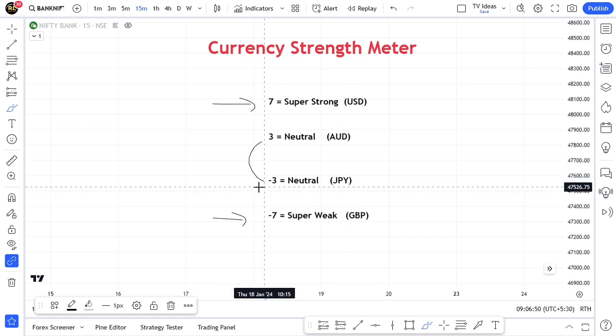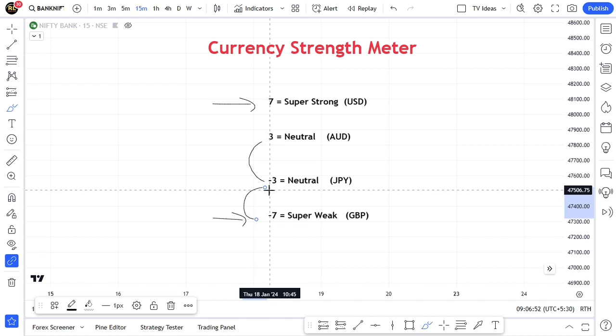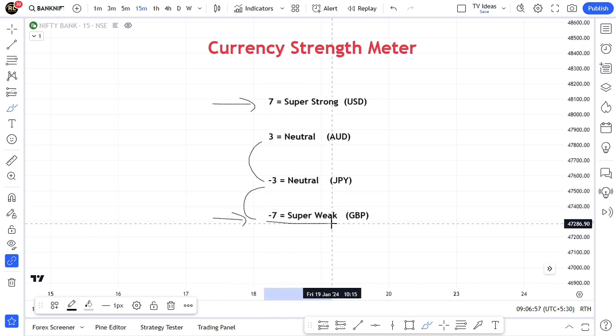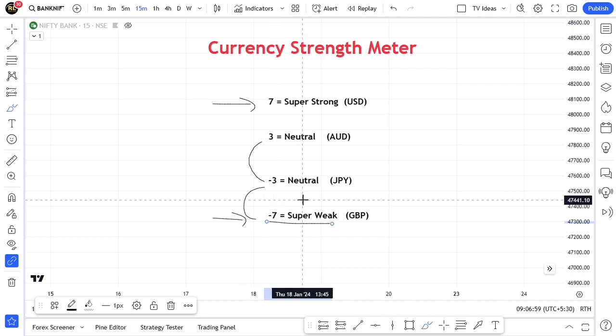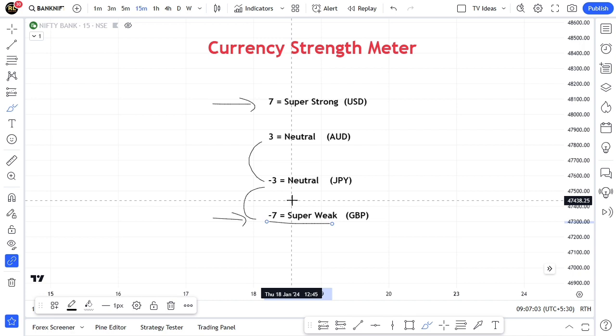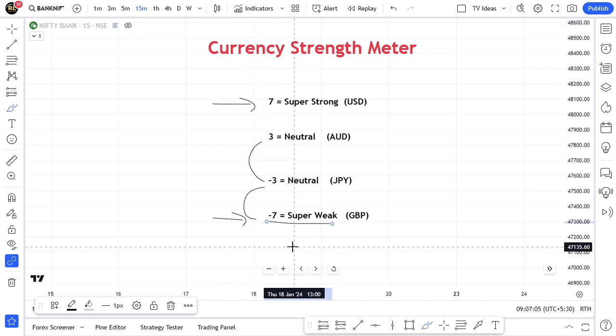Now let's go beyond this, which means -4, -5, -6 and -7. These are super weak. Okay. -6 is weak, but -7 is weaker than that -6. So these are the numbers. So let's start with an example.